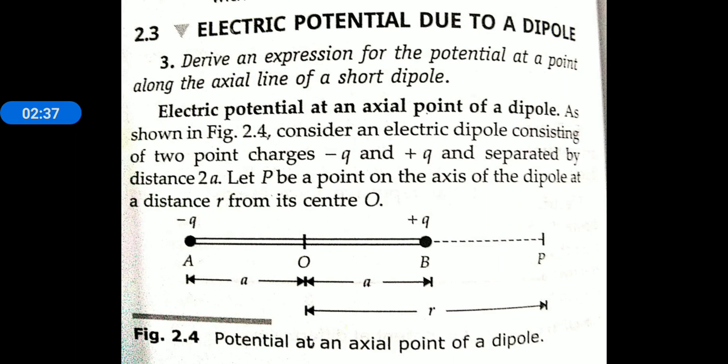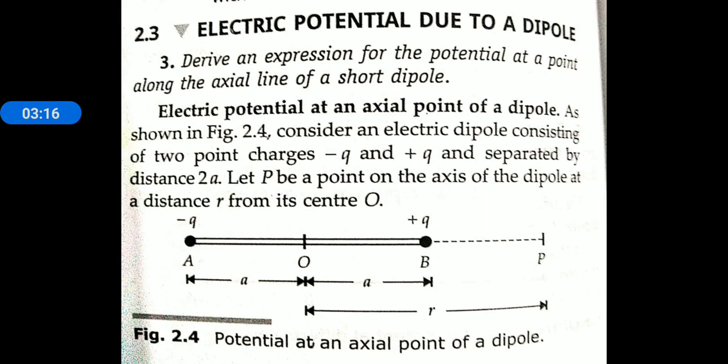Now, using the potential due to a system of charges, let us calculate the electric potential due to a dipole. That means that we are deriving an expression for the potential at a point along the axial line of a short dipole. The axis of a dipole is the line joining the two charges minus q and plus q. So here AB is the axis of the dipole. Point P is along the axis AB, so it is called an axial point.